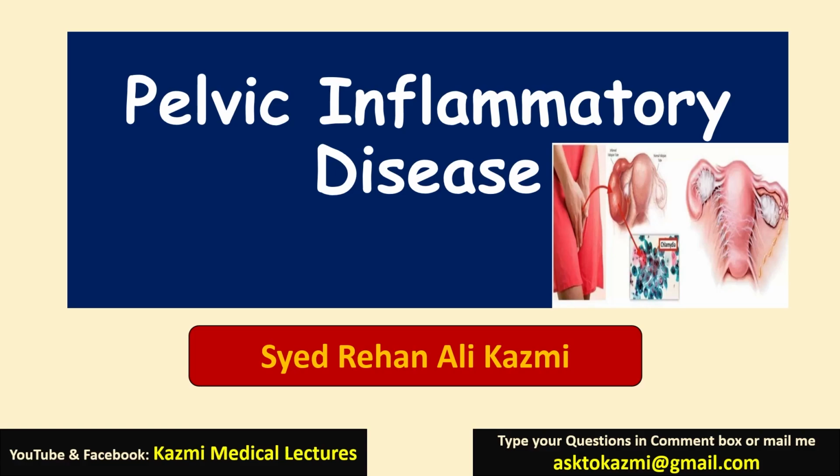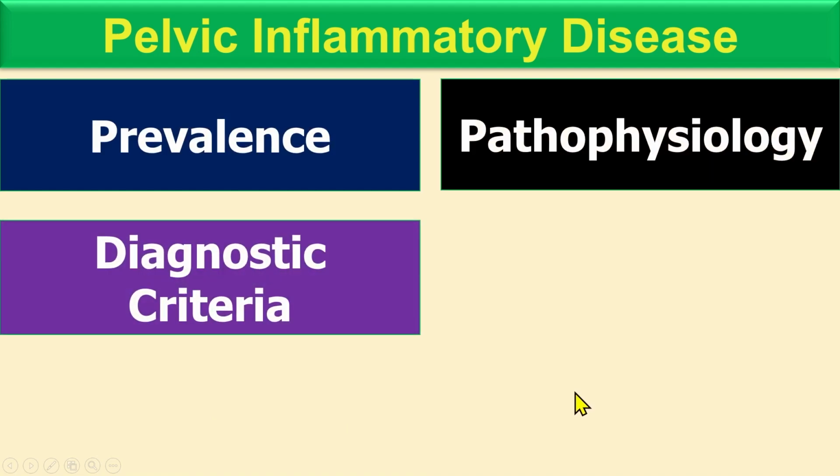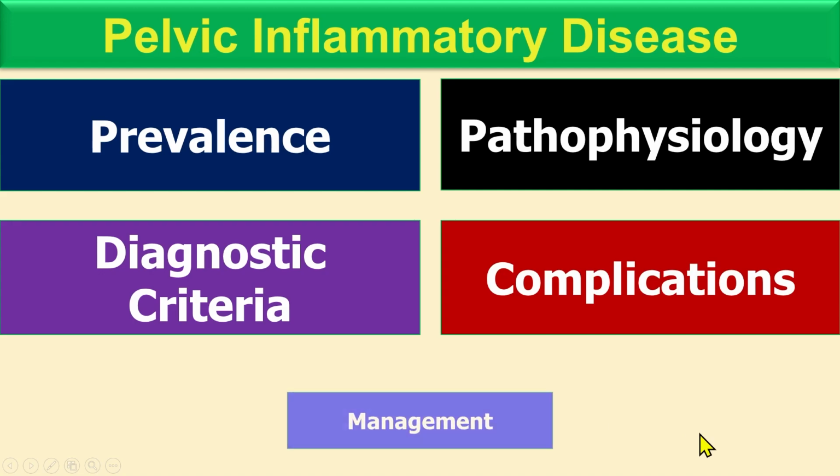Bismillahirrahmanirrahim. Let's see pelvic inflammatory disease, or PID, which is an upper genital tract infection. Usually this infection ascends from the lower genital tract into the upper genital tract. The most common causes are chlamydia and gonorrhea. Okay, so we will see its prevalence, pathophysiology, diagnostic criteria, complications, and management.